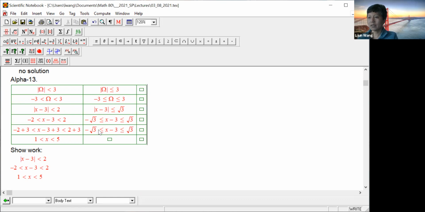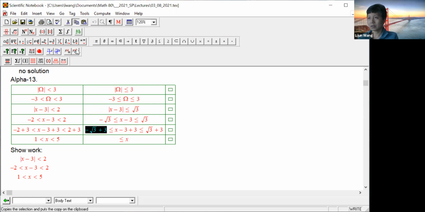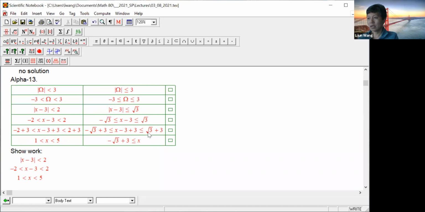Right? So we're going to add a 3 on every side. So in the end, you see x is isolated. x is greater than that. Negative root 3 plus 3, you can just copy that and put it here. And the root 3 plus 3, that's fine. And that's less than or equal to. You see the analogy? Yeah, that's how you do it.